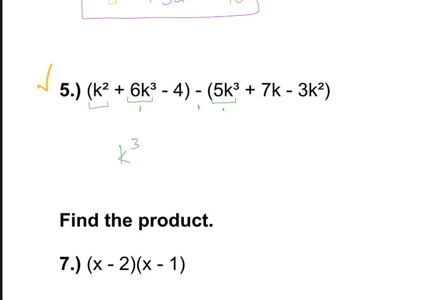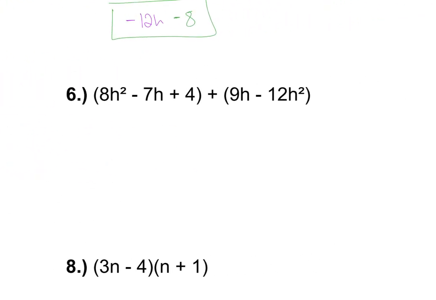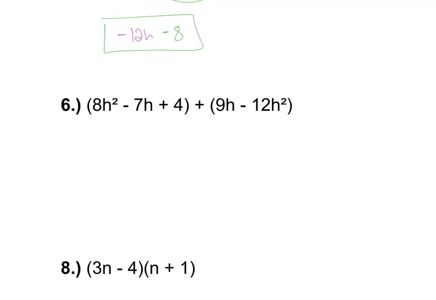k squared minus negative 3, well, that would be a positive then, so this is plus 4k squared. Let's see, he doesn't have any friends, but remember he is negative, so negative 7k. And last is just negative 4, and we're done. Number 6, dang, another one that's not technically in standard form. 8h squared plus negative 12h squared. Well, that's negative 4h squared. Negative 7h plus 9h. That's 2h. And plus 4.